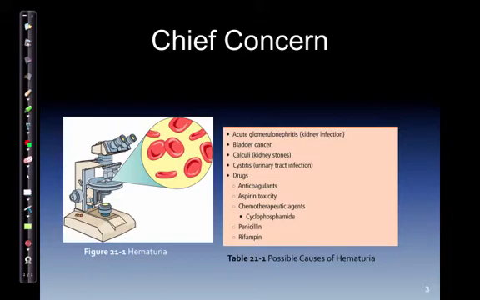And this is table 21.1, the possible causes of hematuria. Acute glomerular nephritis, which is kidney infection. The kidney itself is infected. Bladder cancer. Calculi or kidney stones, cystitis or urinary tract infection, drugs like anticoagulants, aspirin toxicity, or chemo drugs like cyclophosphamide. Penicillin and rifampin can also cause hematuria.